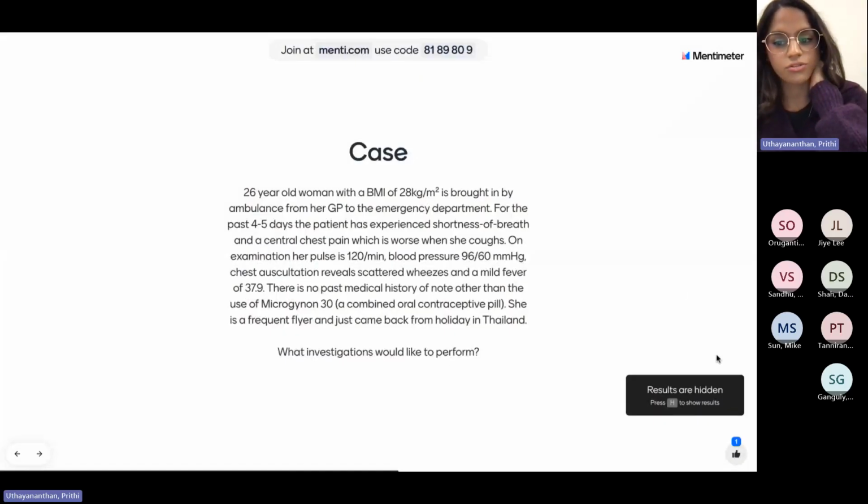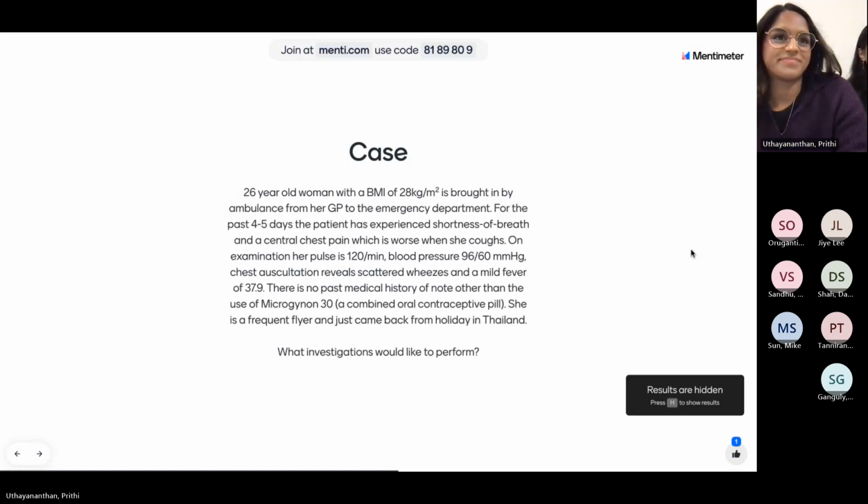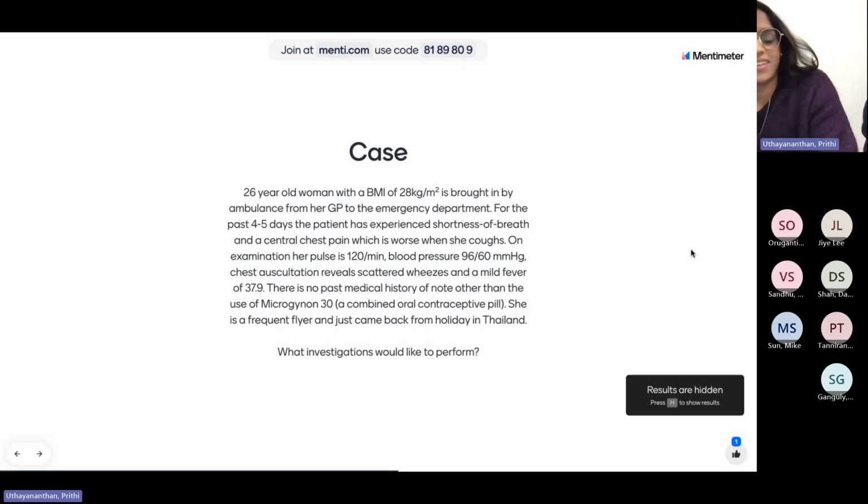Okay, so a 26-year-old woman has come in. This is based on one of our OSCE stations for our fourth year exams, exactly what we got for one of our 10-minute stations. Very, very similar. So a 26-year-old woman with a BMI of 28, brought in by ambulance from her GP to the emergency department, with a history of 4 to 5 days of shortness of breath and central chest pain, which is worse when she coughs.